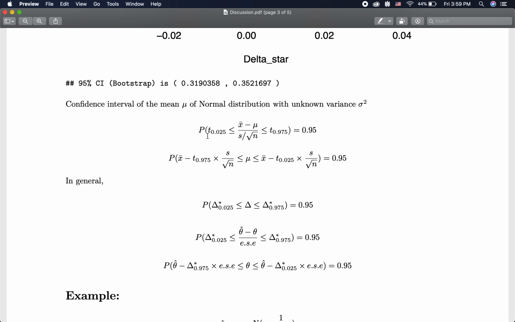So similar idea. You can see the similarity with this example for the normal distribution, but now we are just going to talk in general for any general parameter theta. So this will be the confidence interval for this parameter theta, and now again we are trying to get the empirical distribution of this delta, or this term here, theta hat minus theta over the estimated standard error.